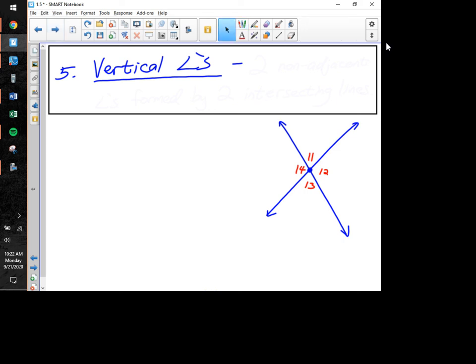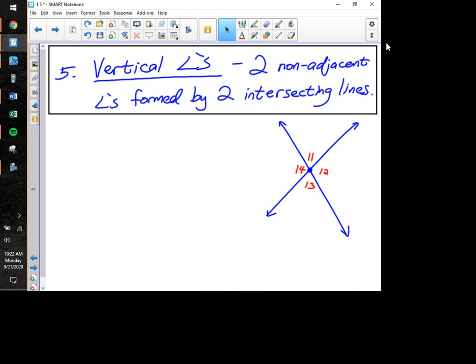And now if I go back and read the definition again, we are looking for 2 non-adjacent angles here. Now remember, adjacent means next to or touching. So if I were to ask you what angle or angles are adjacent to angle 11, just ask yourself which ones are right next to it. And 11 is adjacent with both 12 and with 14. The only angle here that's not adjacent to angle 11 is angle 13.